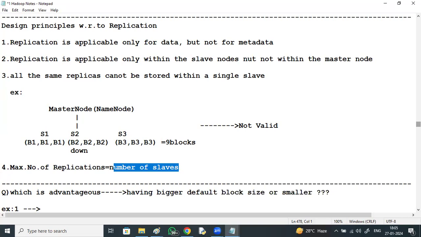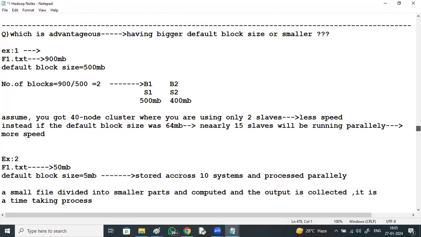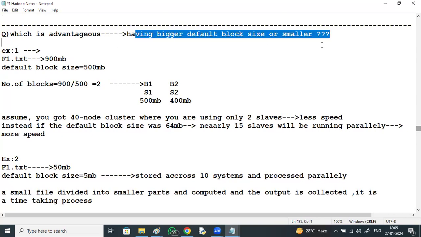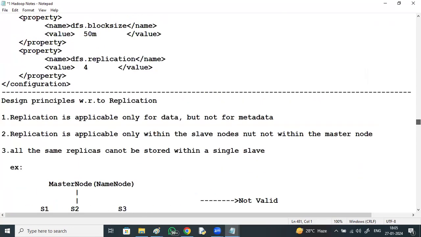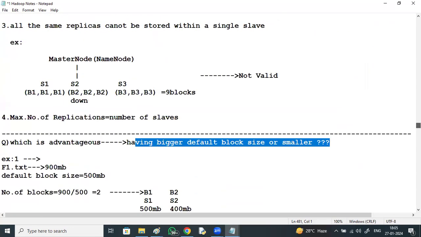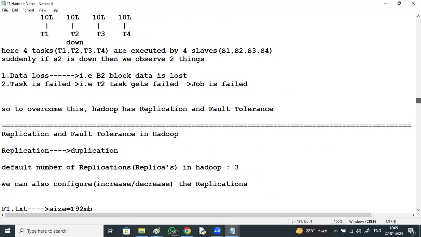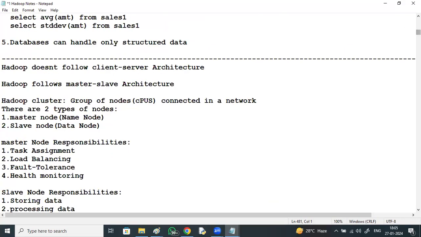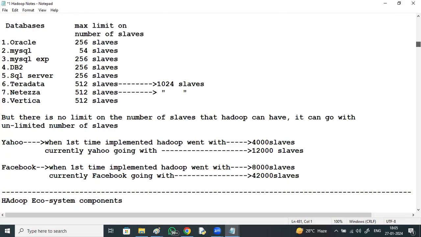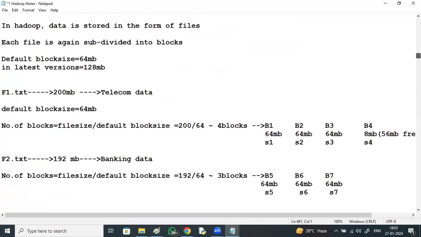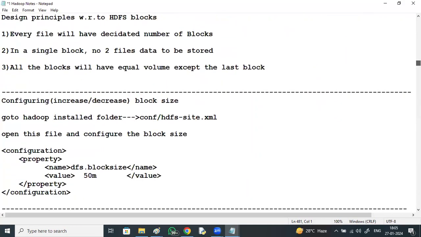So just now I was talking about which is advantageous, having a bigger default or smaller. Both have got drawbacks, right? So this is what it is. See, this from the starting, I'll be forwarding you clear notes on databases, HDFS, how exactly data storage works.